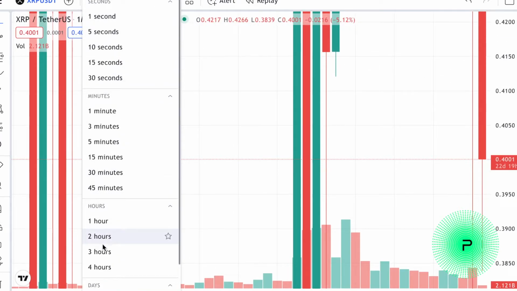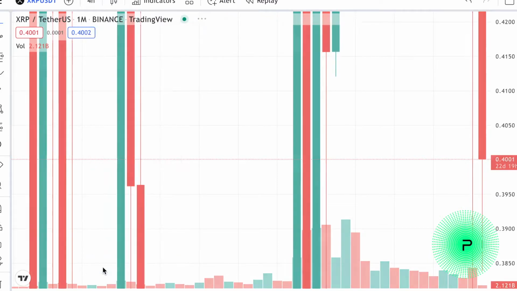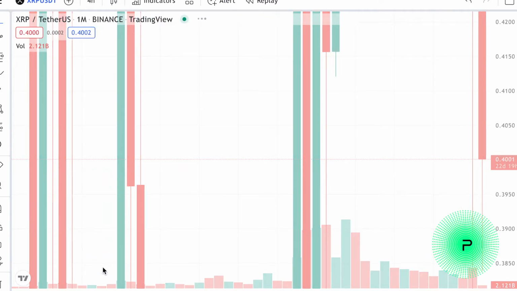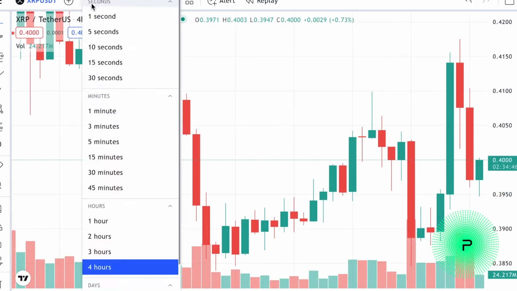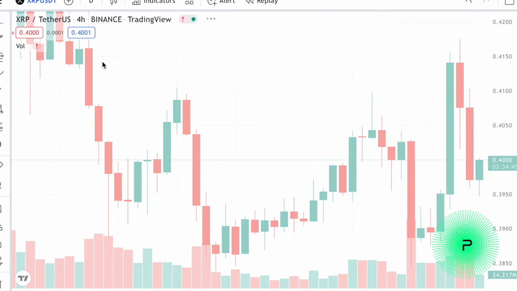Scalpers looking for tiny quick profits will trade on shorter time frames of a minute or less, while day traders may use the 15-minute, 1 hour, and 4-hour charts. Long-term traders and hodlers will only be interested in the daily, weekly, and monthly charts.